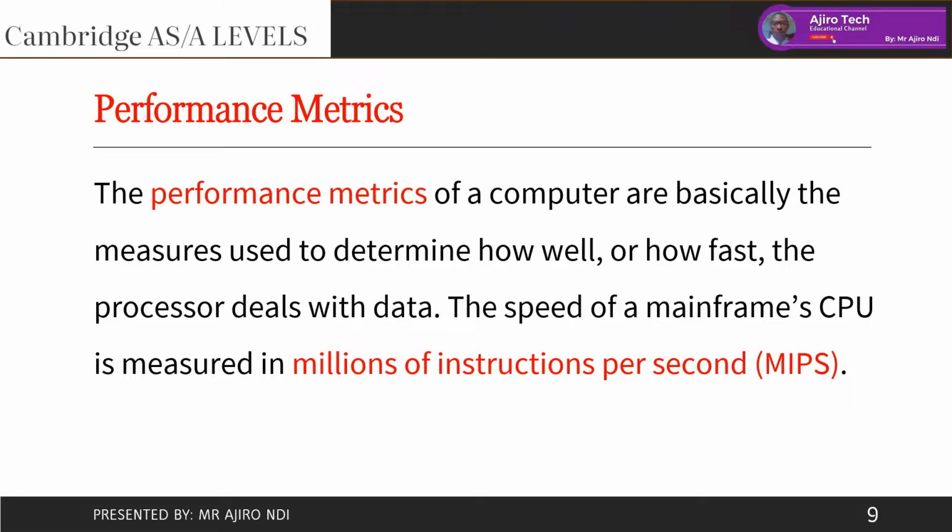Okay, I'm just going to end with this. Please note that it's important that the comparison between the performance of one mainframe and another is made by measuring how fast the CPU is when carrying out the same task. This is often referred to as a benchmark test.